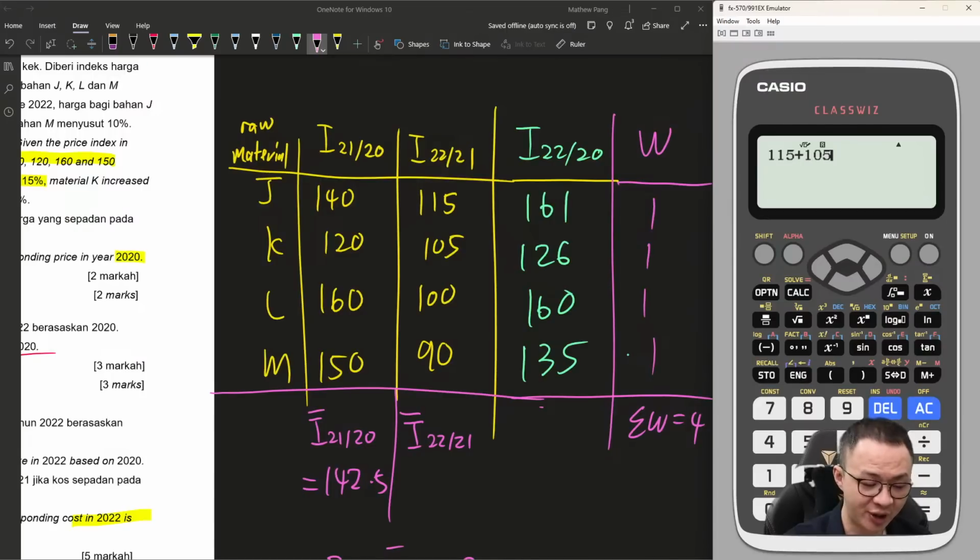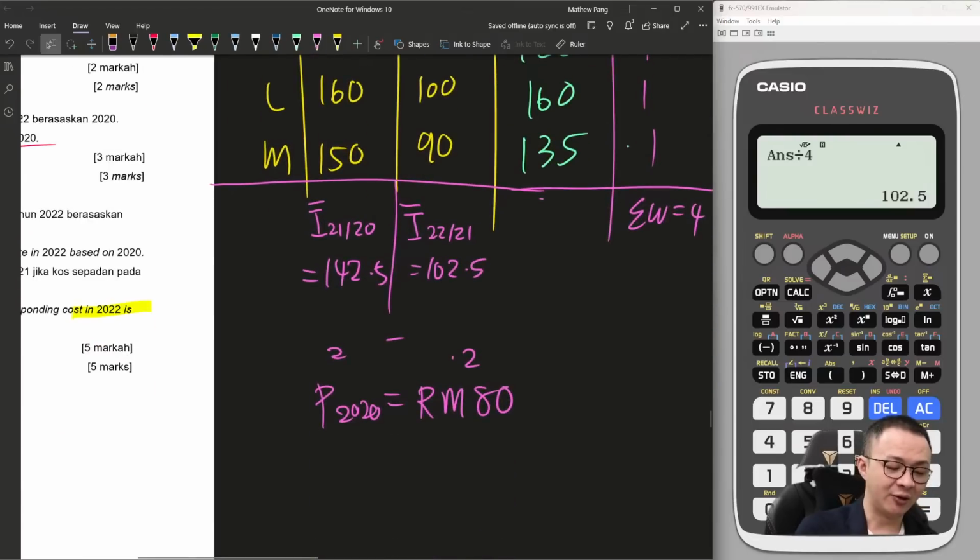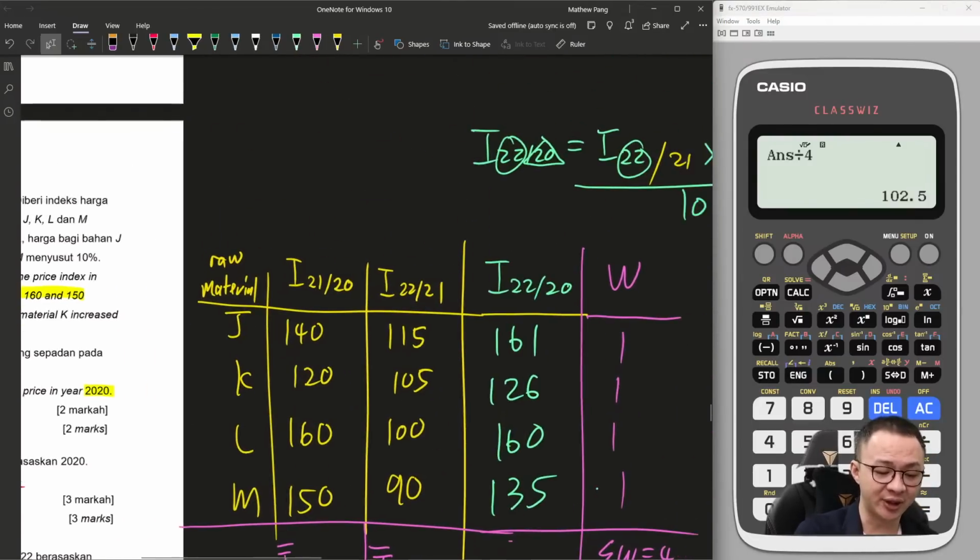I'm not sure I want to use it later or not, but I will just add up to find each of the composite index. Plus 90 divided by 4. Okay, this is 102.5.